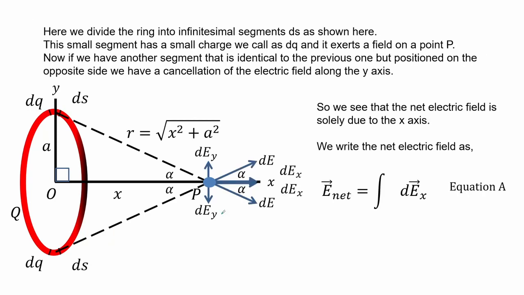Here we divide the ring into infinitesimal segments ds as shown here. This small segment has a small charge we call dq, and it exerts a field at a point P. Now if we have another segment that is identical to the previous one but positioned on the opposite side, we have a cancellation of the electric field along the y-axis. So we see that the net electric field is solely due to the x-axis. We write the net electric field as equation A.